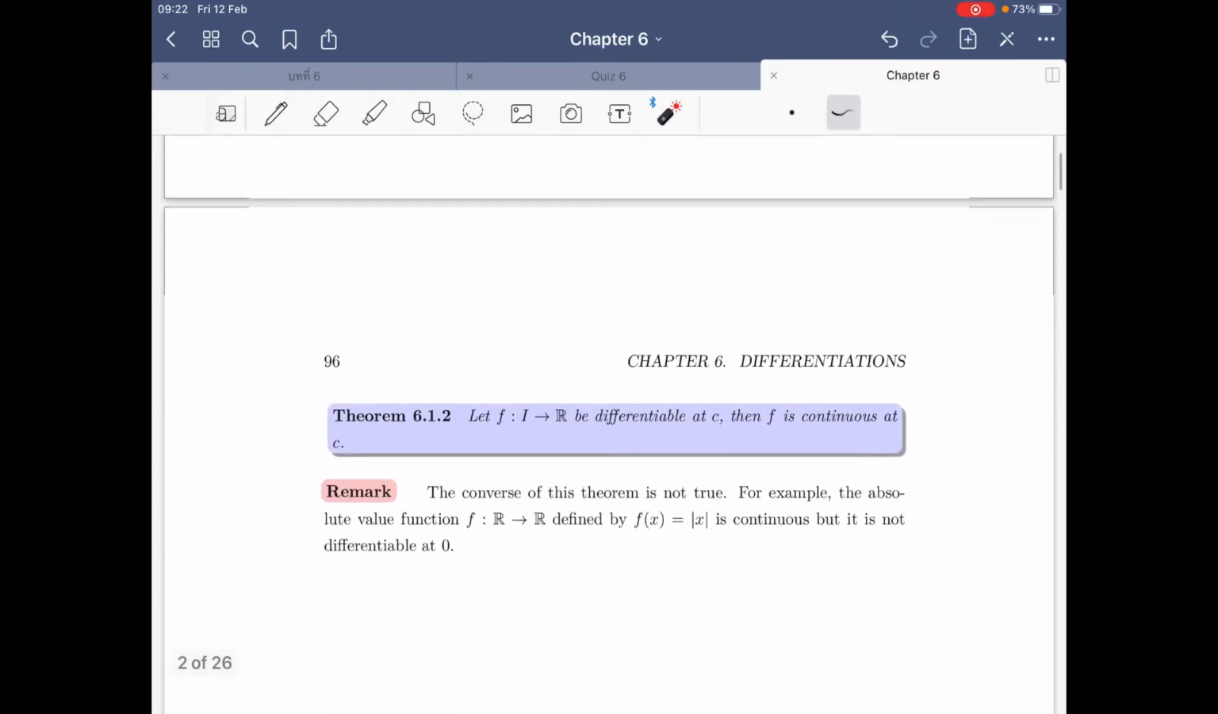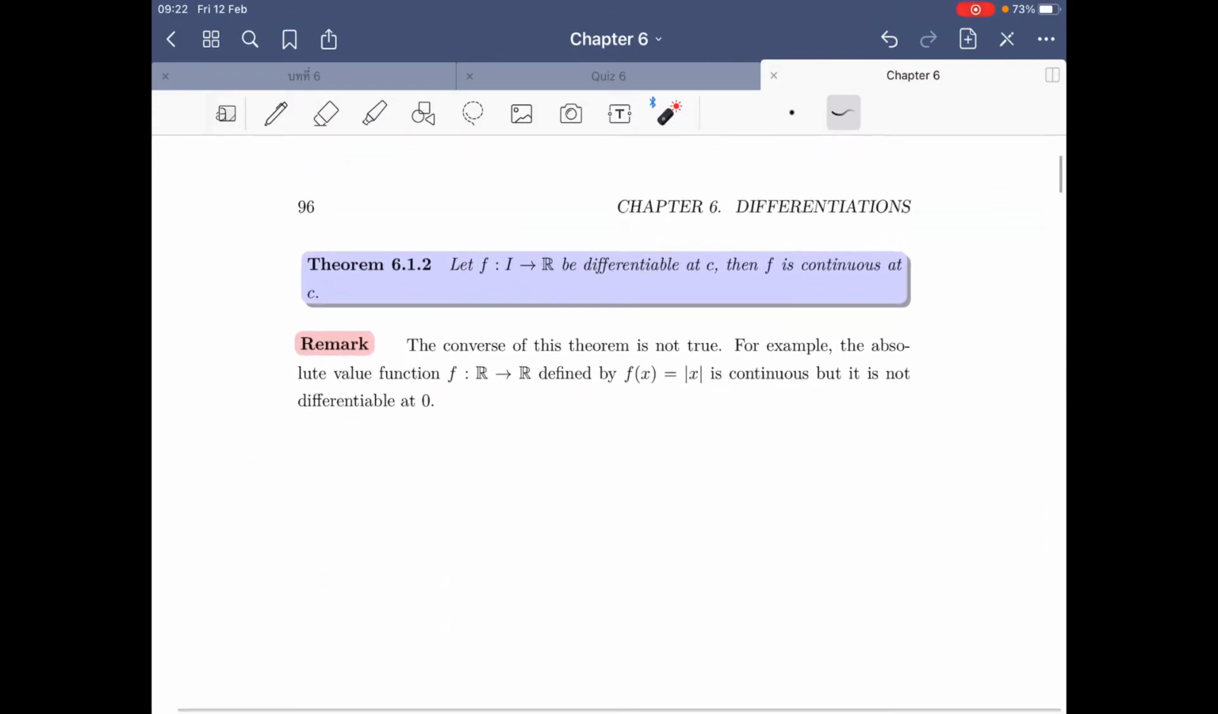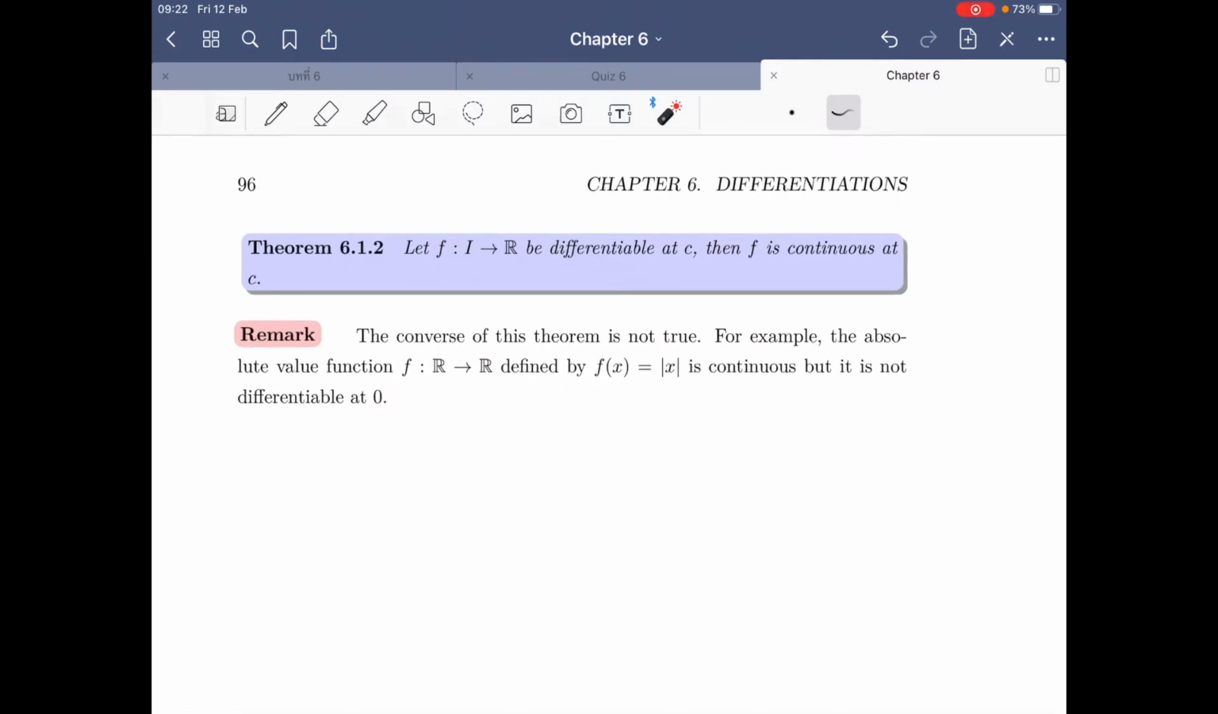So that's one of the most important theorems, or sometimes we call it an immediate result, that came from the definition: if f from I to R is a function that is differentiable at the point c, then f is immediately continuous at that point.